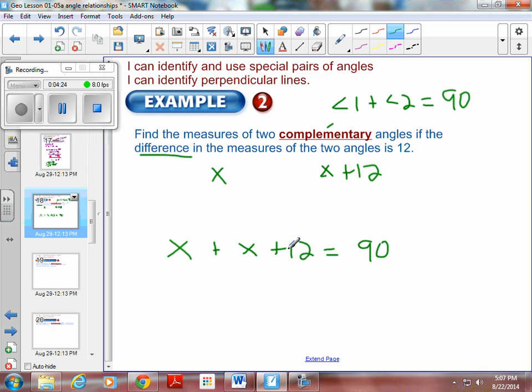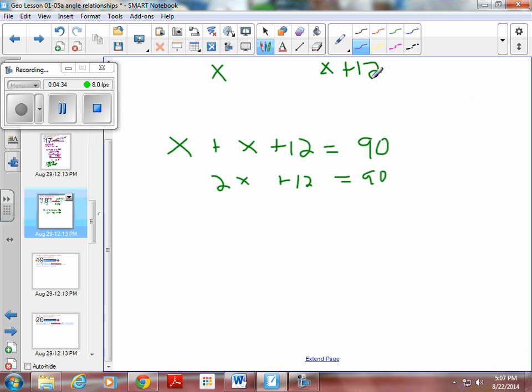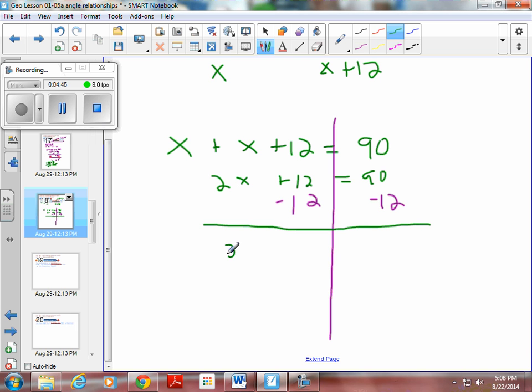Combine like terms, x plus x is 2x plus 12 equals 90. Isolate your variable, so subtract 12 from this side and subtract 12 from the other side of my equal sign. If you need to draw your equal sign straight down, or your line straight down so you know where your equal sign is, you can do that. The 2x comes down, the equal sign comes down, 90 minus 12, 9, borrow 1. So 10 minus 2 is 8, 8 minus 1 is 7.